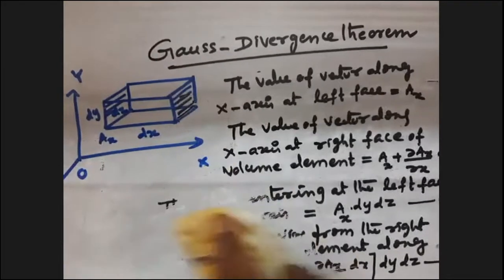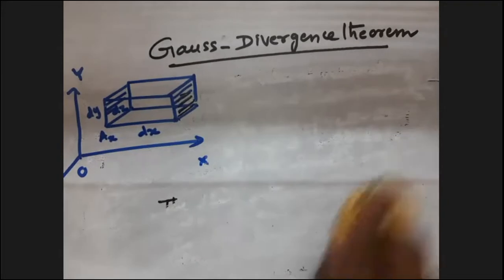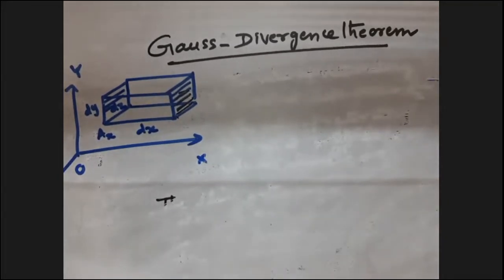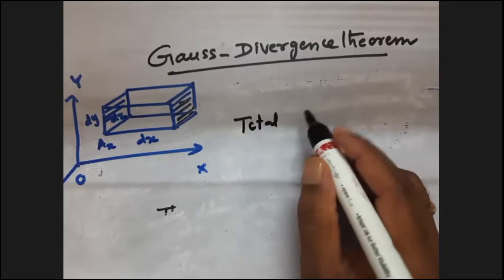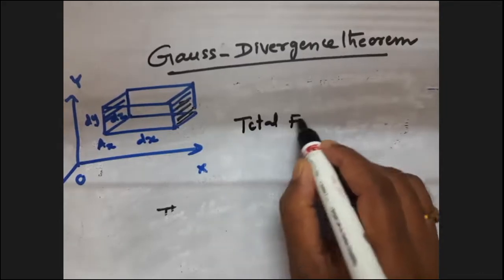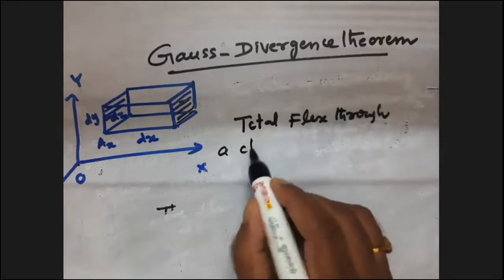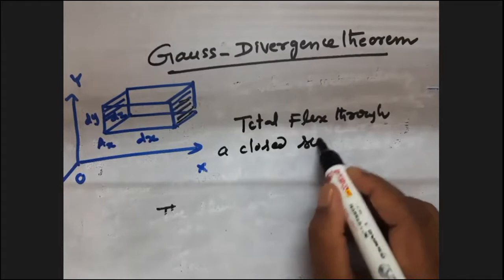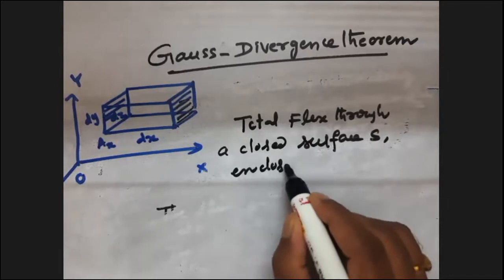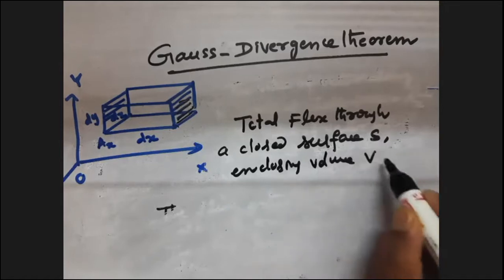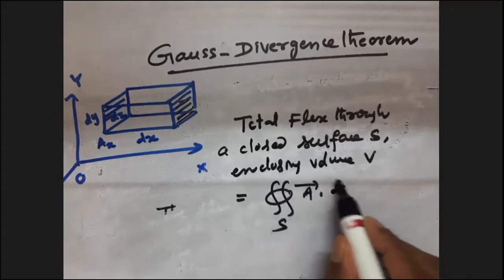But according to the surface integration, the total flux through the closed surface, we can write it as, according to the surface integration, the total flux through a closed surface, which is enclosing the volume V, is equal to the surface integral A bar dot dS bar, equation 8.